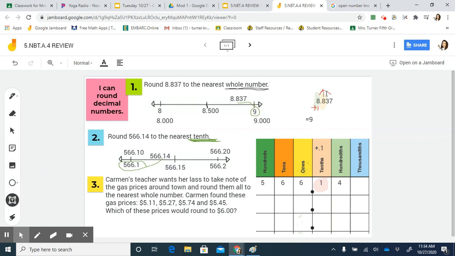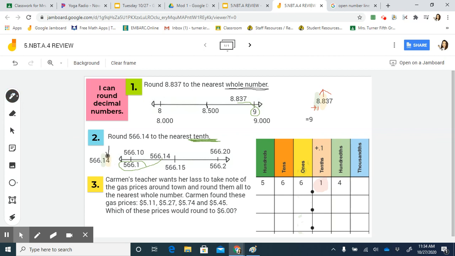Now I'm going to keep this here, but now I need to think about my other strategy. So if I just look at my number, I need to identify the tenths place value. So I'm going to identify with my paint the tenths place value. Then I'm going to look to the right, and that is a 4. So remember, 0 to 4 means that we're going to round down.